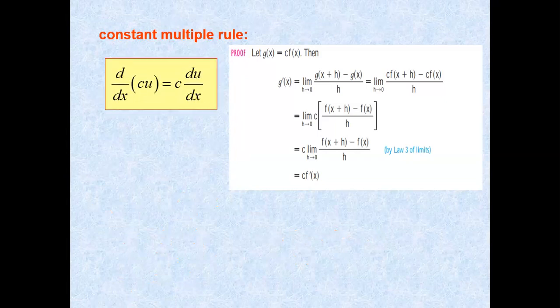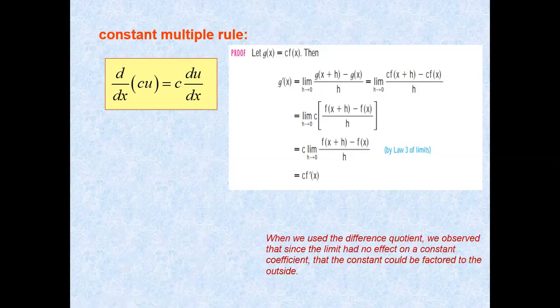This is the constant multiple rule: d/dx of a constant multiplied with u, where u is any function. c times f of x and c times u, both are the same, equals c du/dx. And we have a proof here.